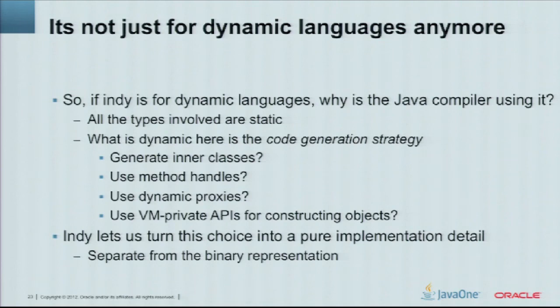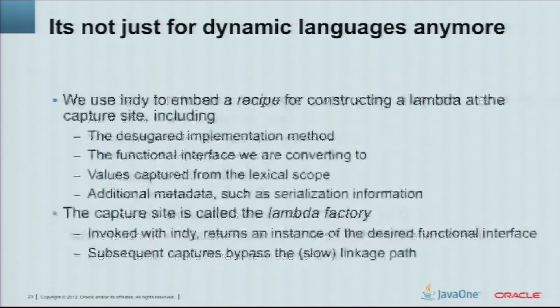So we have a binary representation, which is the specific invoke dynamic argument list and bootstrap combination that we're using. And that's our Lambda recipe. And then all the implementation details are in the implementation of the bootstrap, which can use different code generation strategies for different days of the week.